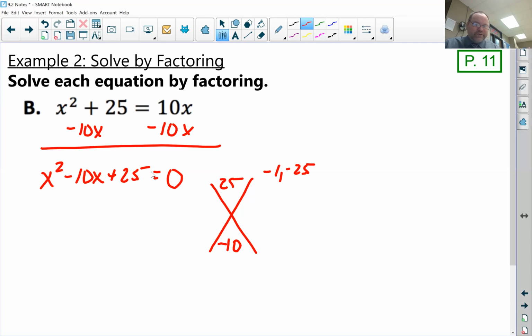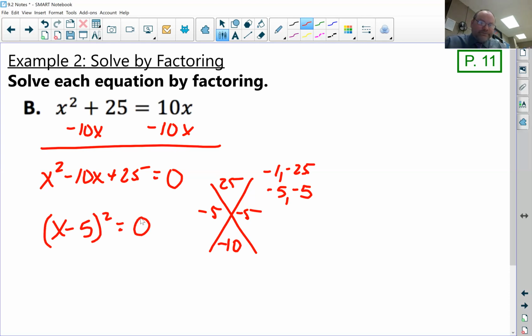And then our next one would be 5. And 5 is a factor because 25 ends in a 5. And there's my answer as far as my factor goes. So this is a perfect square trinomial. They have the same factor.